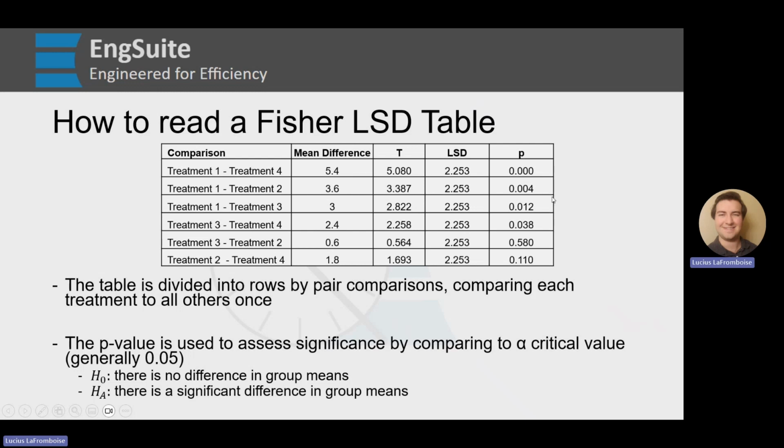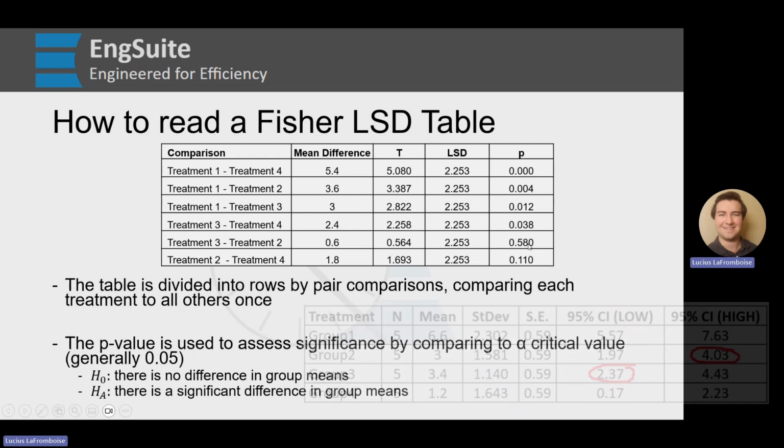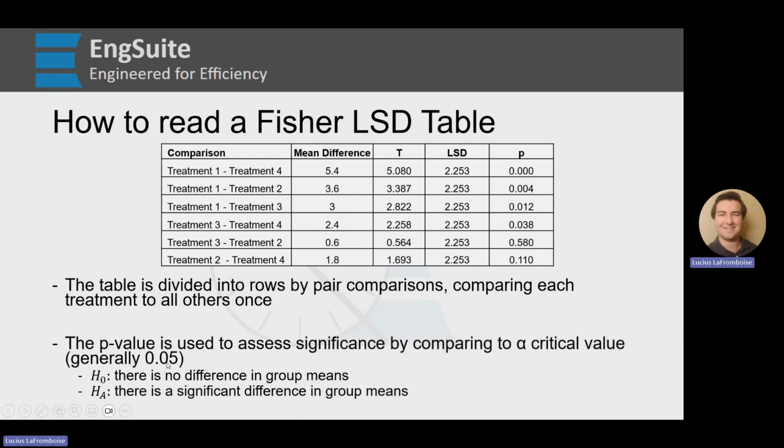If we look at treatments 2 and 3, we know from the confidence interval we performed last time on the same data that there was actually no significance. And if we look here, a p-value of 0.58 is much greater than 0.05. Therefore, we fail to reject the null hypothesis, and there is no significant difference in group means.